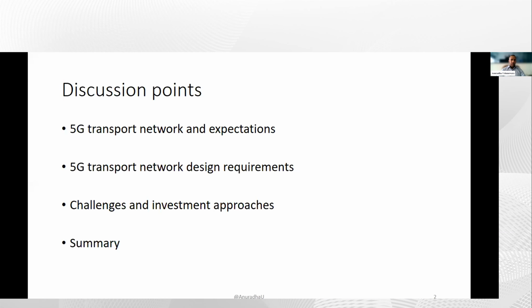So in this discussion, we're going to look at a few things: the 5G transport network and what the expectations are, what sort of design requirements go into the network design process, and the challenges, especially what sort of investment approaches service providers can take, especially in constrained markets and developing economies.